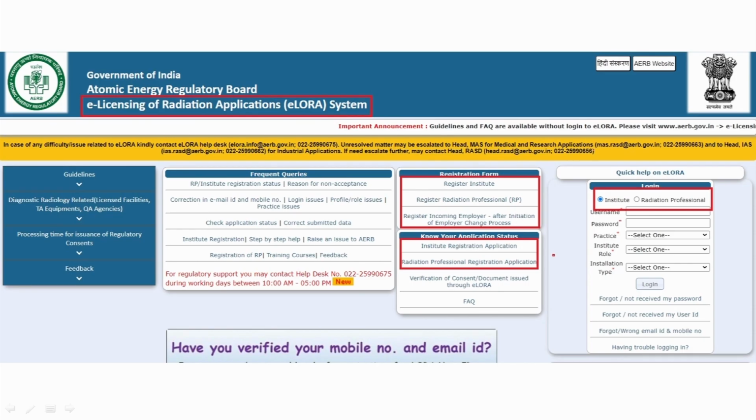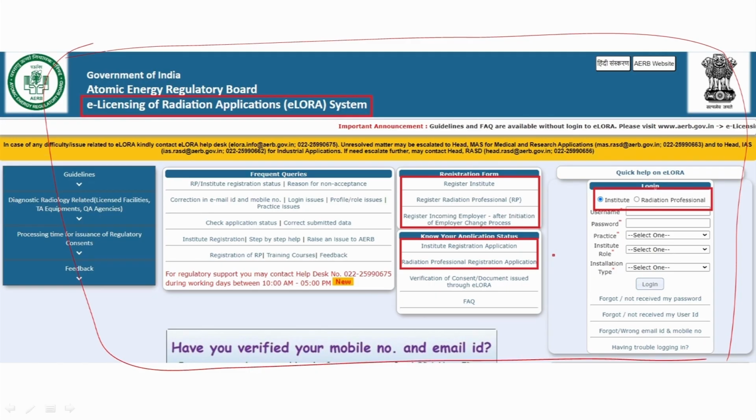It looks like this. You can see that when you type on Google, the e-LORA licensing site looks like this. Here an individual can register himself as a radiation professional, and any new institute has to register with this site. Here you can obtain your username and password once you submit your documents. Here you can see the process of institute registration and process for radiation professionals. Here you can also see your application status and guidelines. Here are the guidelines for radiation facilities and other departmental facilities, well explained.